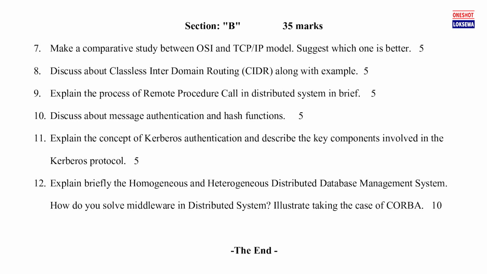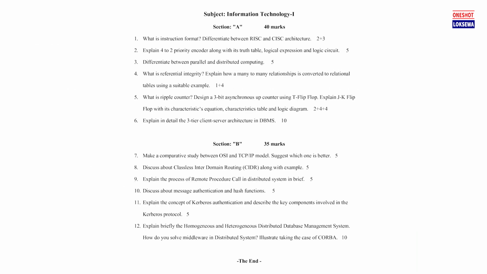12. Explain briefly the homogeneous and heterogeneous distributed database management system. How do you solve middleware in distributed system? Illustrate taking the case of CORBA. This is all the subjective questions of 70 marks. Let's jump to objective questions.